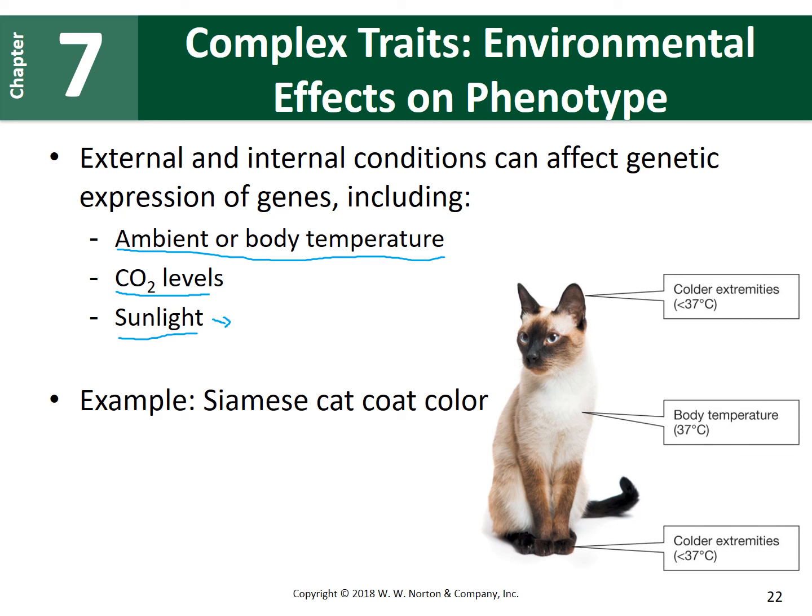Our diet has a big influence on a lot of our traits, especially in relation to different diseases. Or different chemicals that we're exposed to can influence if genes are turned on or off, which will lead to different diseases as well.